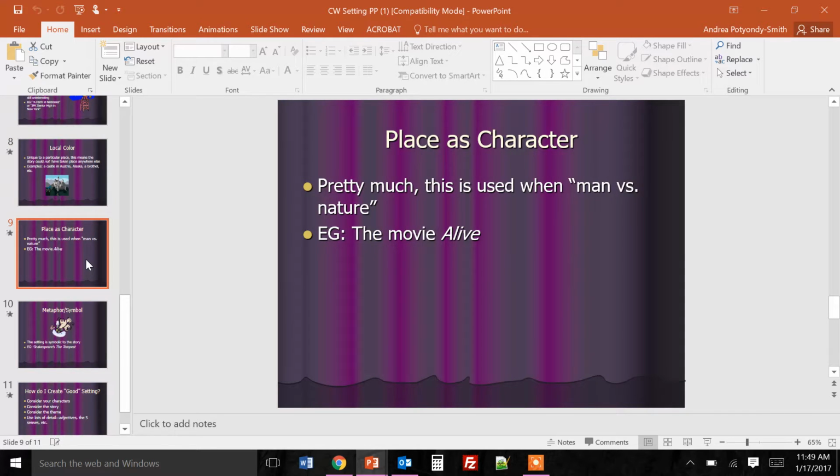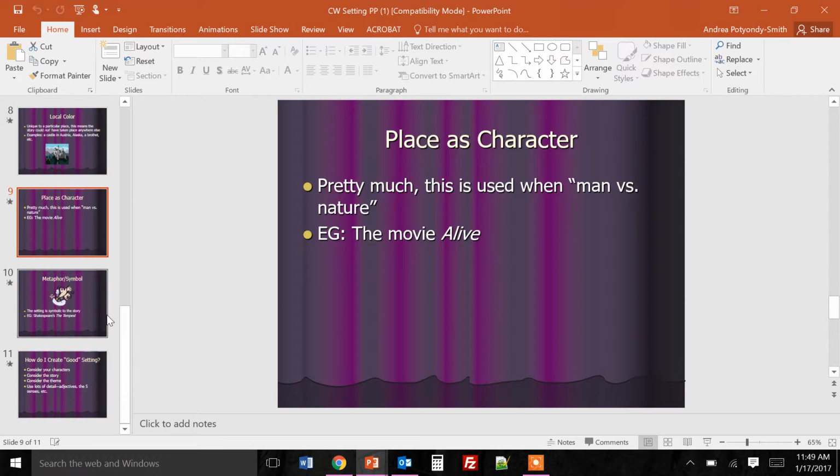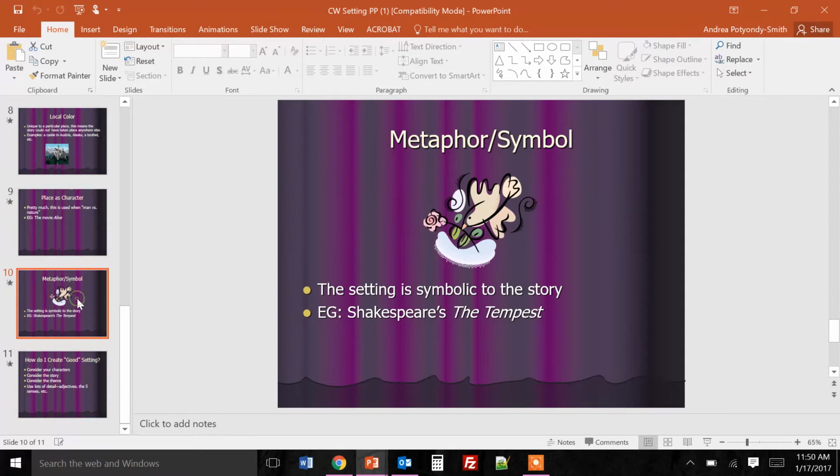Place as a character, this is in the Man versus Nature when you get to the plot lecture. So in the movie Alive, these people crash and they are fighting nature to stay alive, and nature is impersonal and not necessarily being cruel. Nature is doing what nature does, but it seems like a character because the people characters are fighting it so hard.